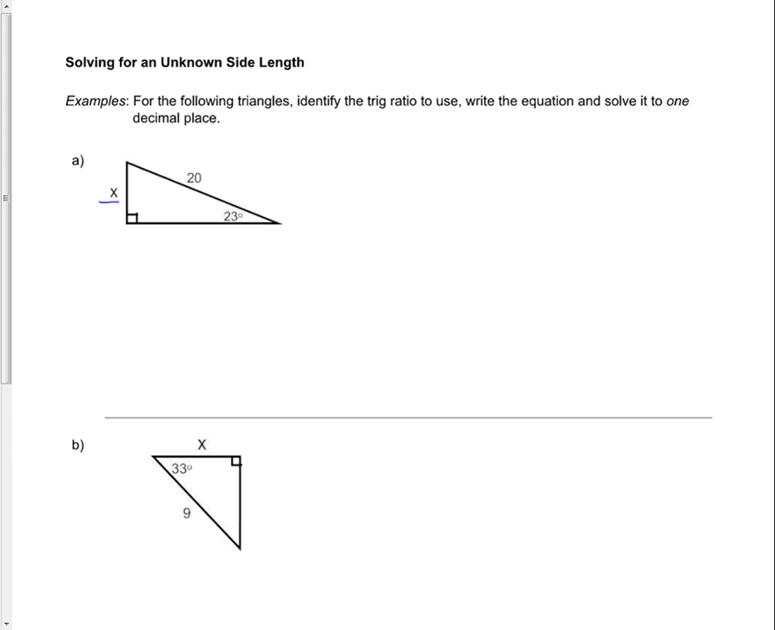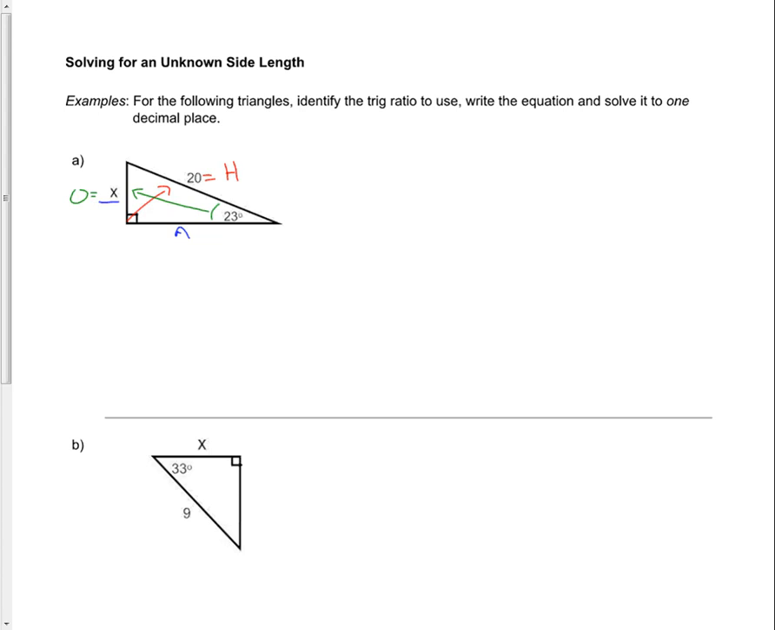So we need to identify first the hypotenuse. Our hypotenuse happens to be equal to 20. Then we know that we have an angle, and our angle is right here. It's 23 degrees. So what's the opposite side? Well, it happens to be the side that is across from that 23 degrees. So the opposite is our x value. And that means that our adjacent side is down here.